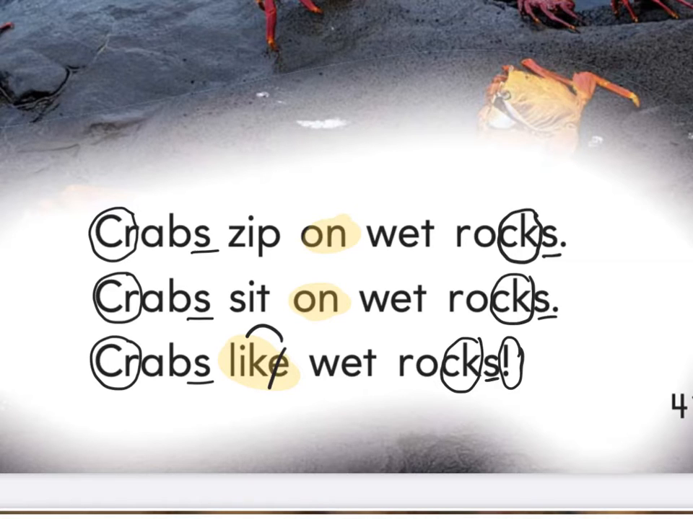What word are they using? What adjective is describing the rocks? You got it, Sophia? Wet rocks. Yes, wet is the adjective describing the rocks.